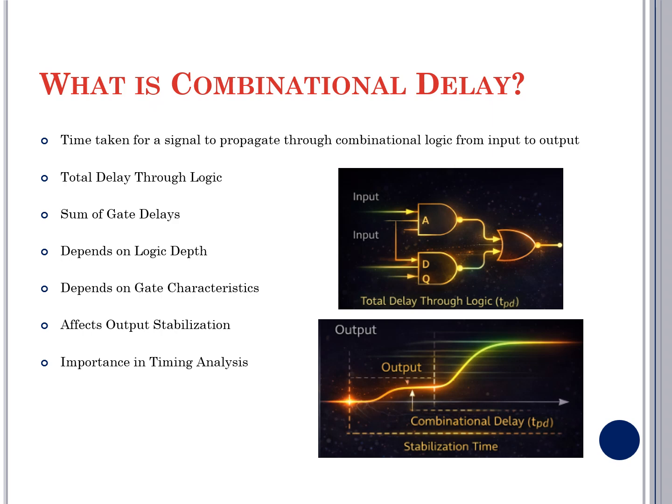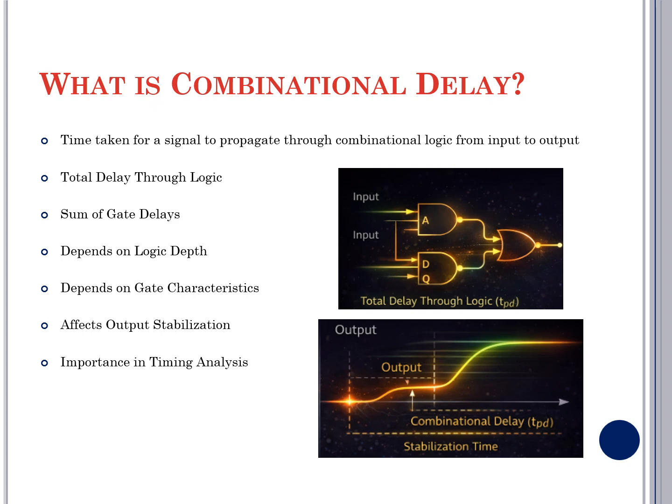Let's start with the first concept, which is combinational delay. Combinational delay is the time taken for a signal to travel through combinational logic from input to output. It is the total delay between input change and the final stable output. Now, let's understand this in a practical way. When input changes, the output does not change instantly because the signal has to pass through multiple logic gates. This entire time taken is called the total delay through logic.